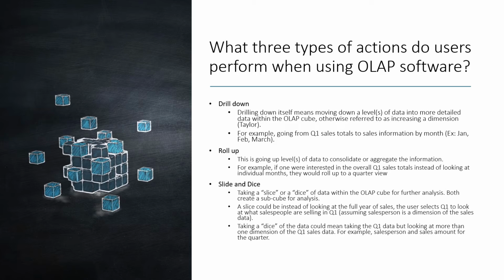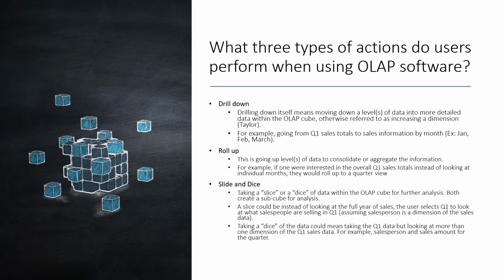What are the three types of actions that users perform when using OLAP software? There is the drill down function, the roll up function, and slice and dice. So to get into these a little bit more, drill down is just that in itself. You're drilling down to a lower level of data into more detailed data within an OLAP cube, which is otherwise also referred to as increasing a dimension. So for an example, in drill down, if I'm going from Q1 sales totals to sales information by month, that would be drilling down. The opposite of that is roll up.